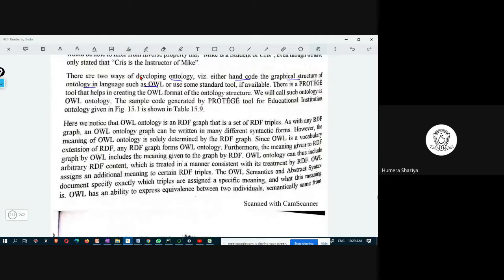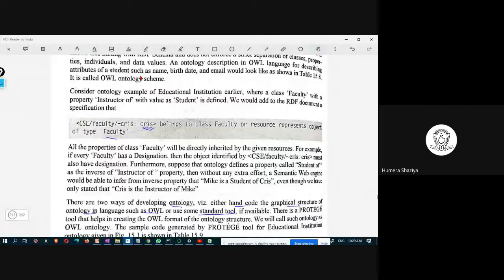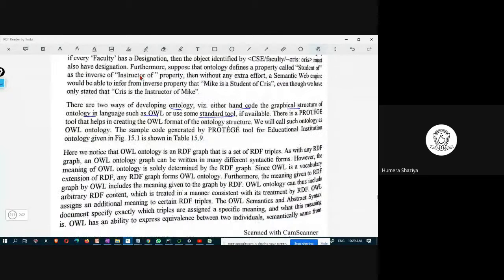And then another way of doing it is using some standard tool. When the graph or diagram is given to the tool, it automatically generates that structure along with the details and description of every resource that is described within the graphical structure. An example is the Protege tool. This Protege tool helps in creating all formats of the ontology structure.